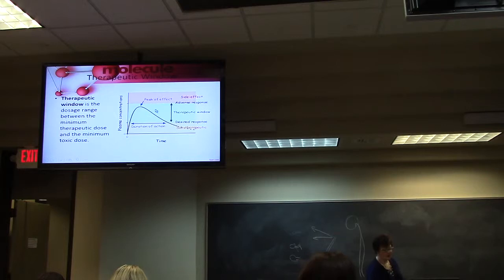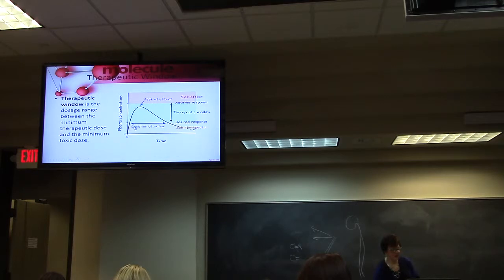And so it will tail off until we get back down to that minimal response. So the window is from the minimal point where we get a desired response to where adverse response would start to outweigh the effect we're getting. That's the therapeutic window. Below that, we call it subtherapeutic. We're below the amount that will give us an effect.